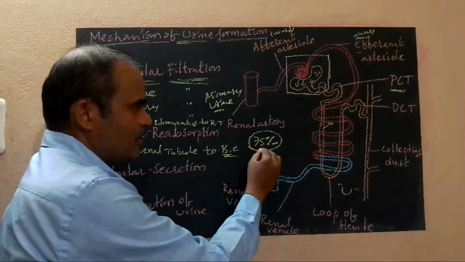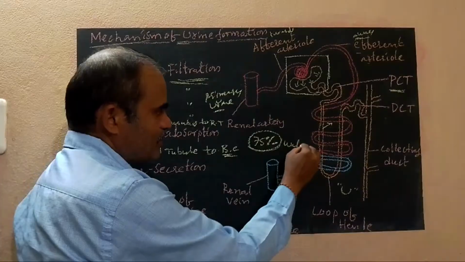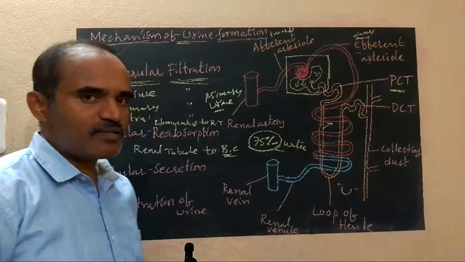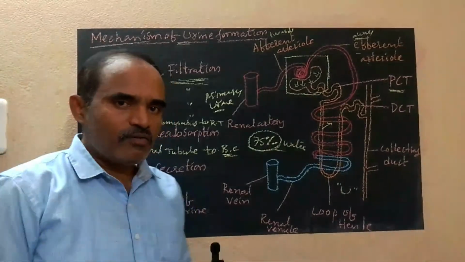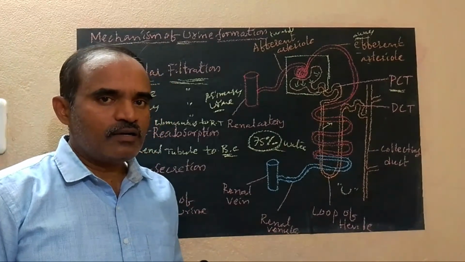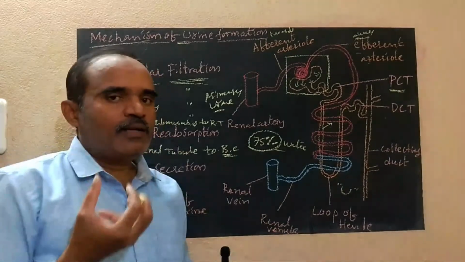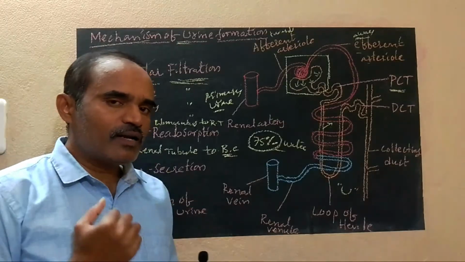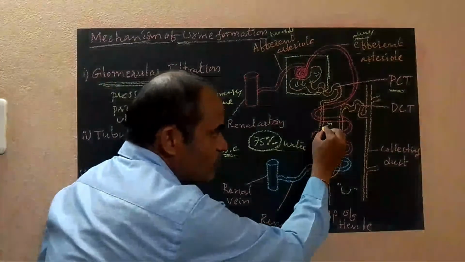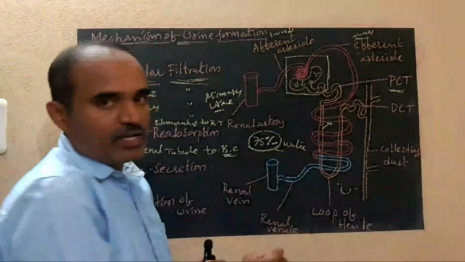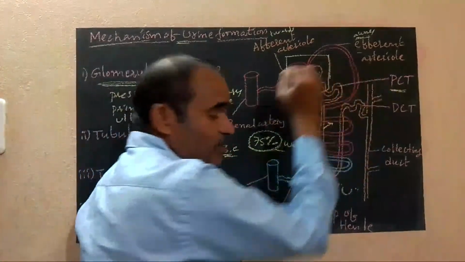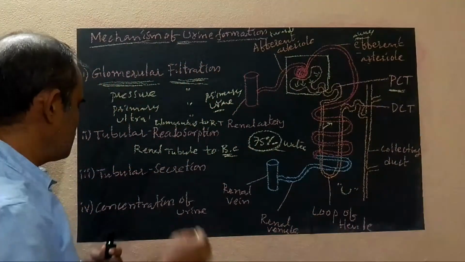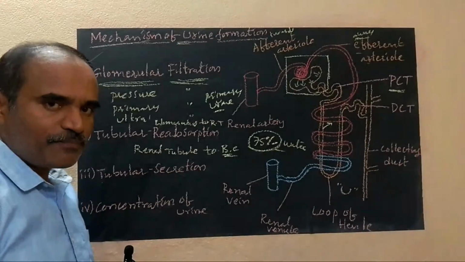Tubular reabsorption, and here 75% of water is also reabsorbed. All the useful substances, enzymes, hormones, vitamins, proteins, carbohydrates, are reabsorbed by the blood capillaries which surround the renal tubule, from renal tubule to blood capillaries. This takes place in which part of the renal tubule? PCT.